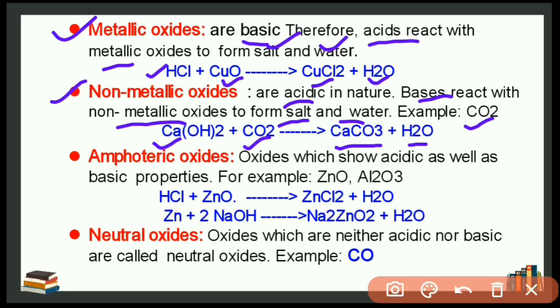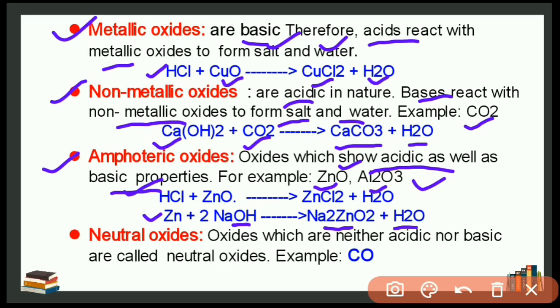Next type of oxide is amphoteric oxide. This type of oxide shows acidic as well as basic properties. For example, zinc oxide and aluminum oxide. Its chemical reaction: when zinc oxide reacts with acid, it forms zinc chloride as a salt and water molecule. And zinc oxide also reacts with base. It reacts with sodium hydroxide and forms sodium zincate, Na2ZnO2, and water molecule. So amphoteric oxide shows both types of properties, of acid and base.